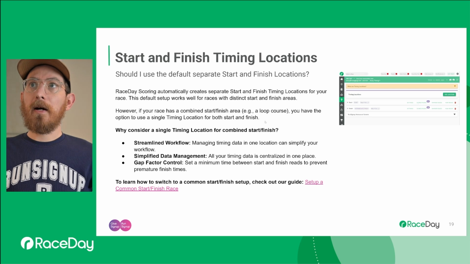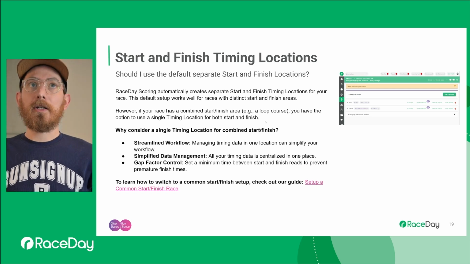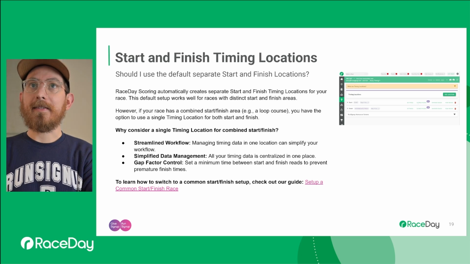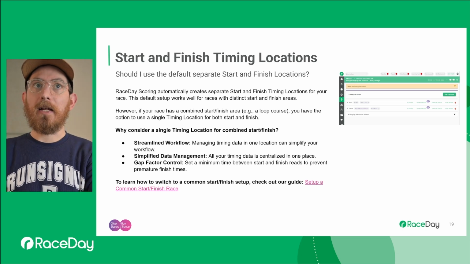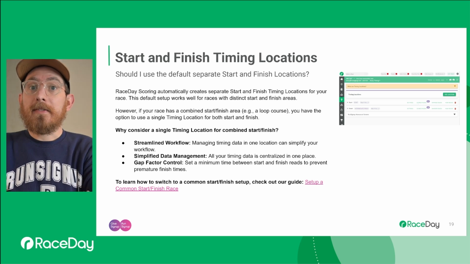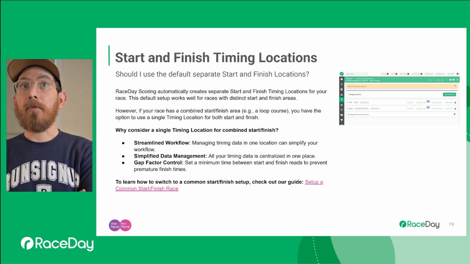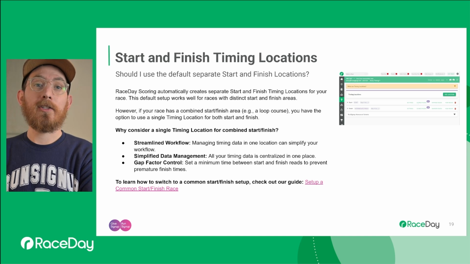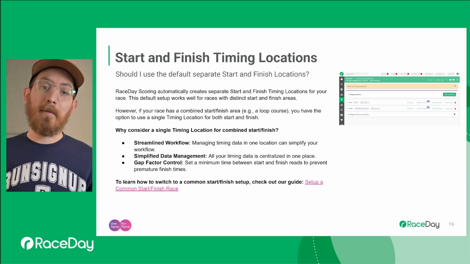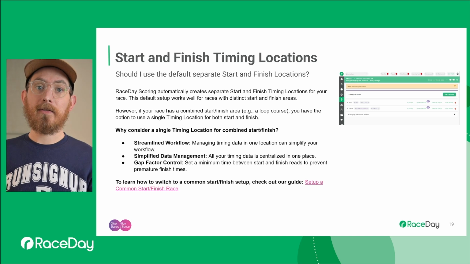Now let's talk about the different types of timing locations. RaceDay scoring automatically creates a separate start and finish timing location for your race. This is a default setup. It works well for some races, but not all. It really is meant to be used only for races with distinct start and finish areas. Now, that may or may not be what you actually need for your race.